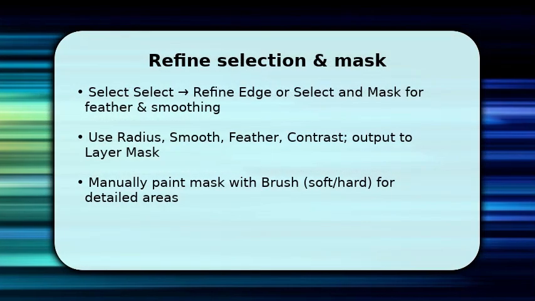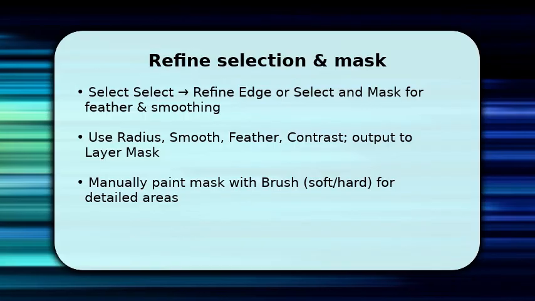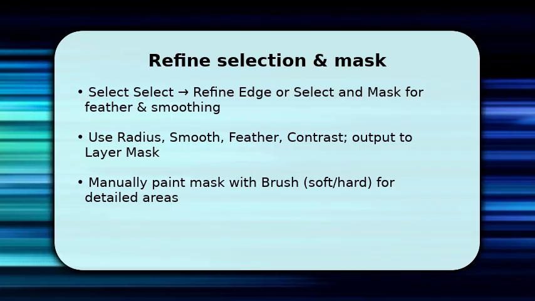Once the rough selection exists, open Select and Mask to refine edges. Increase radius slightly for hair or fur, use Smooth and Contrast to tighten contours, and Feather for gentle transitions. Choose Output to layer mask so you can non-destructively hide the background.